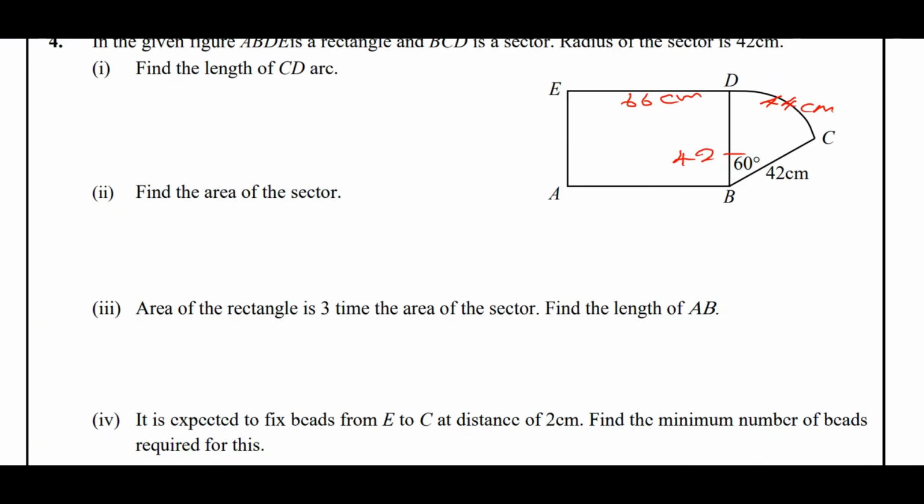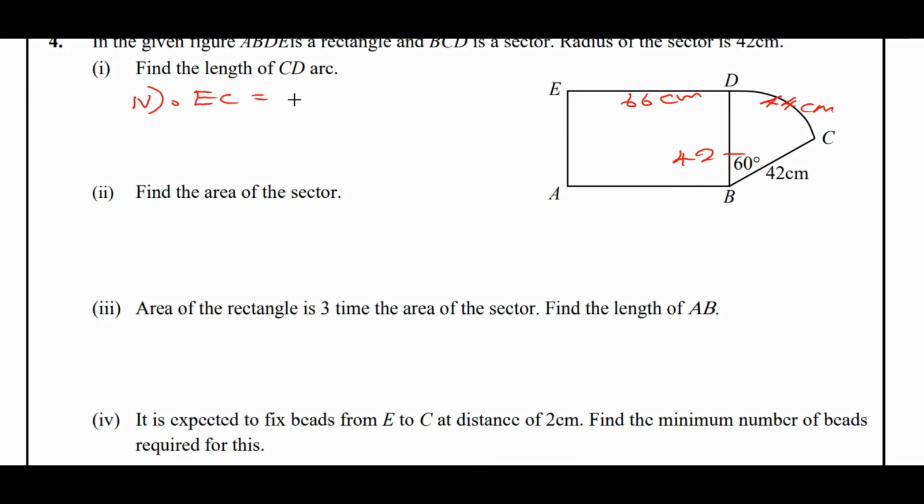Fourth part, it is expected to fix beads from E to C at a distance of 2 cm. Find the minimum number of beads required for this. From E to C means we have to add ED length to DC length to find the full length of EC. I will answer question number 4 here.